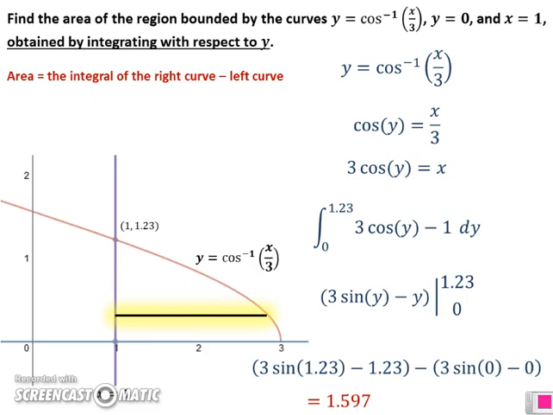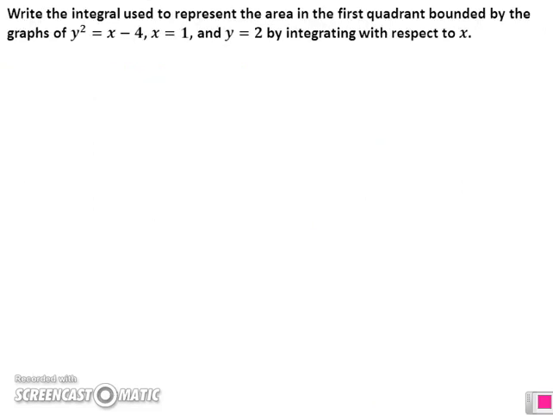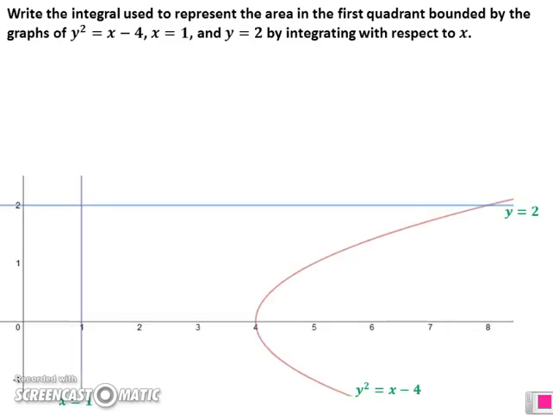Okay, next one. Write the integral used to represent the area in the first quadrant bounded by the graphs of y squared equals x minus 4, x equals 1, y equals 2 by integrating with respect to x. Okay, let's draw a picture. Always the best thing in this chapter or these types of problems, and 602 as well, you're going to want to draw pictures and look at what you're dealing with.